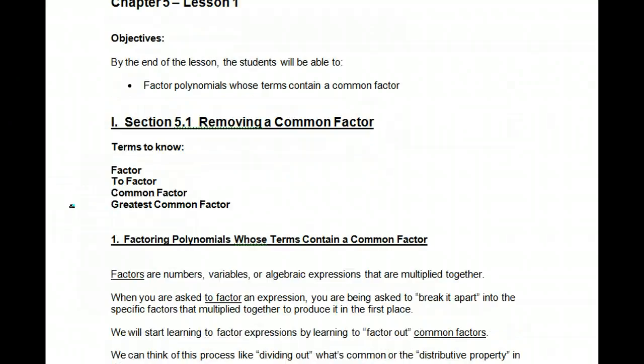Essential for this lesson, you must know the following vocabulary words: factor, two-factor, common factor, and greatest common factor, which is very commonly referred to as GCF.